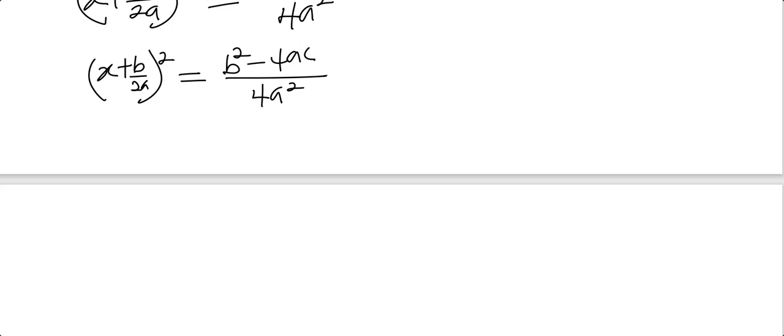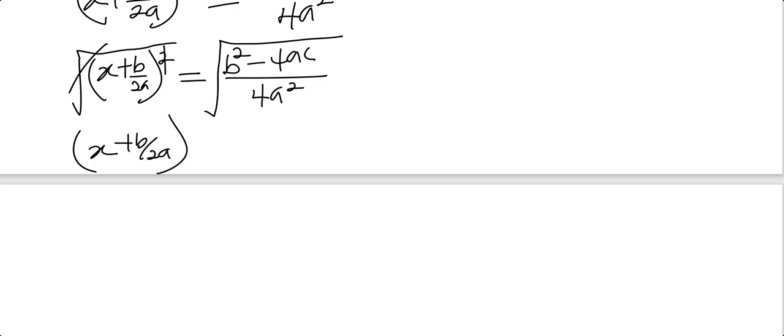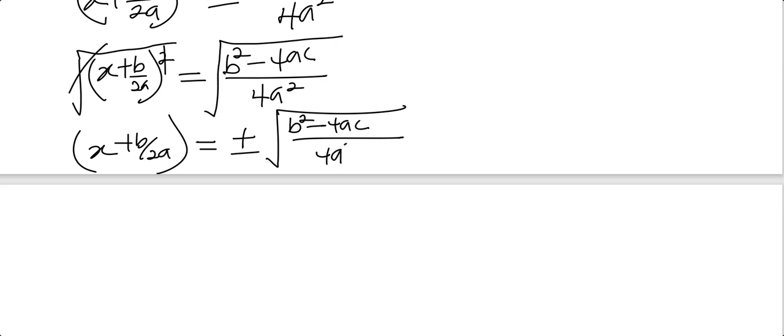Now, for me to simplify further, I have to remove the square on the left hand side. And remember, the only way to take away the square on the left hand side is to take the square root of both sides like this, so that the square root kills out the square on the left hand side. So that at this stage we are left with x plus b upon 2a. We have this here is equal to, our square root can be a positive or a negative square root value. Okay, square root of b squared minus 4ac all divided by 4a squared.